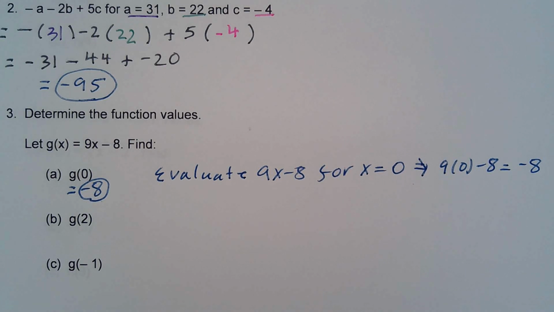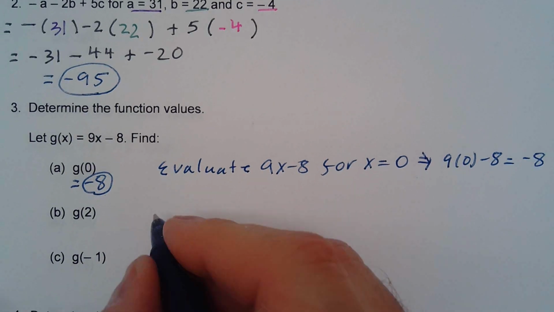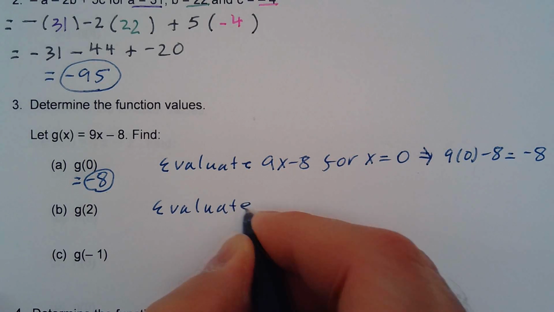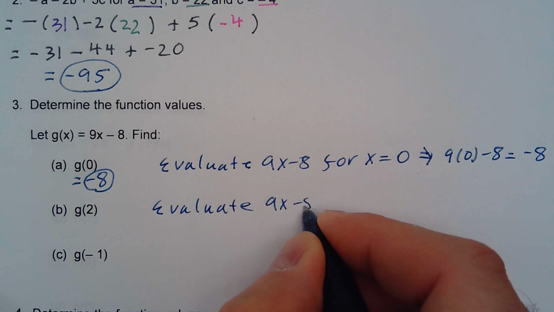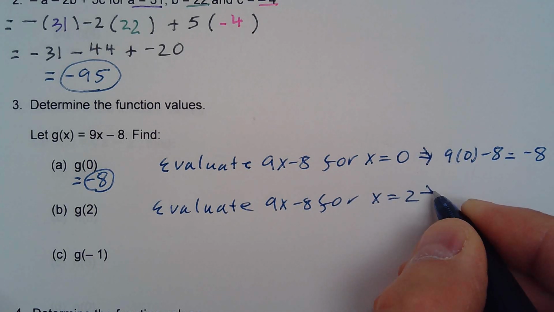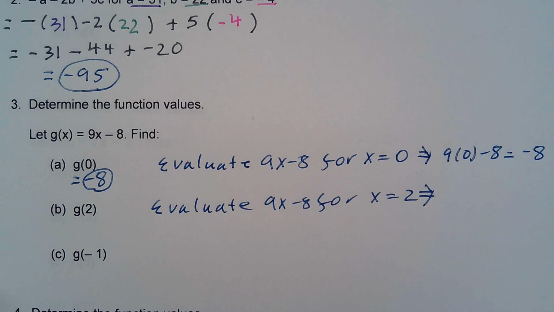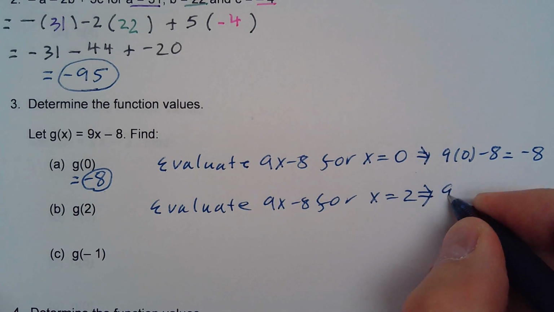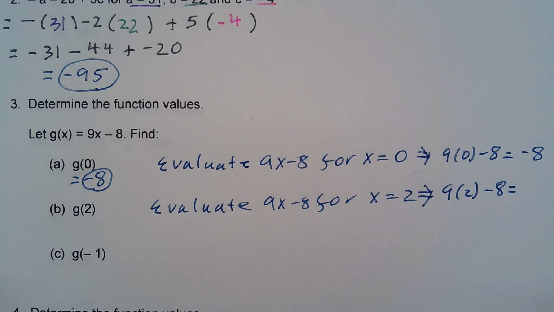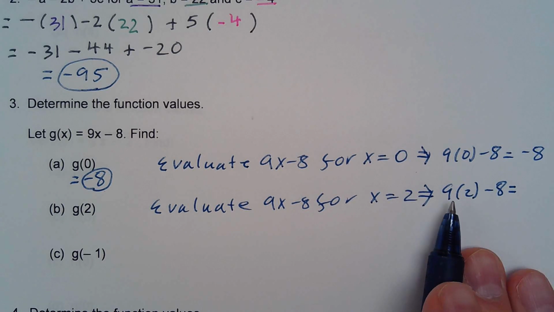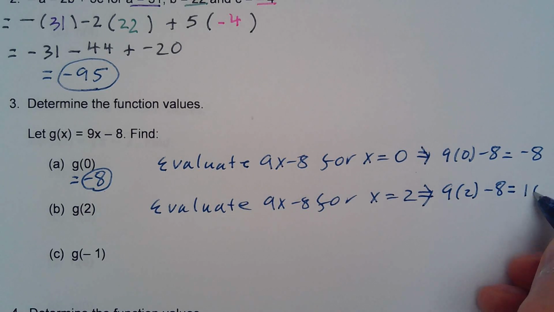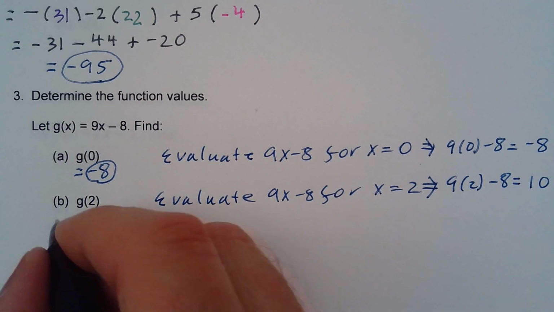If I say find g of 2, again, that just means evaluate 9x minus 8 for x equals 2. So this time I plug in 2 for x. And that would give me 9 times 2 is 18. 18 minus 8 is 10. So my answer here would be 10.